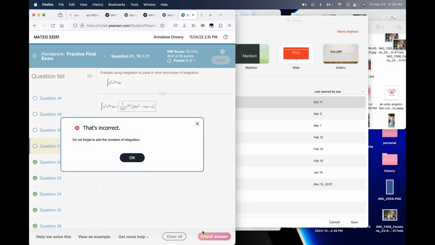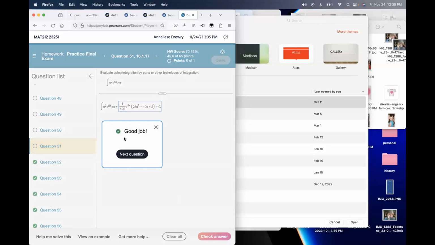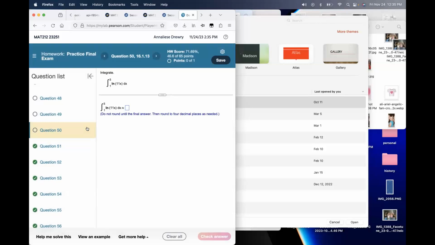Is that any wrong? What does it mean by the plus constant at the end? Plus C, plus capital C. All right, good job. Yeah, so this one's a numerical value.